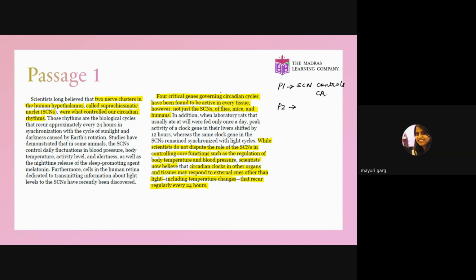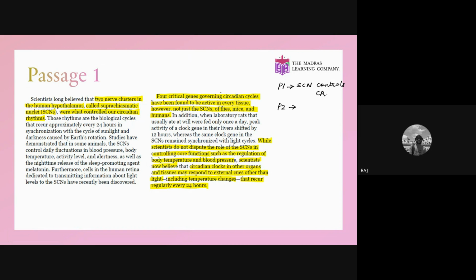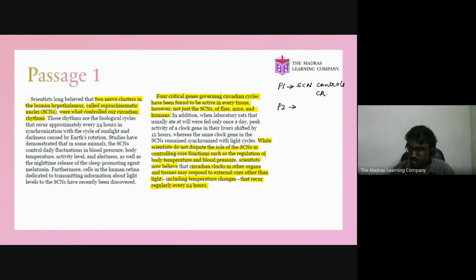That circadian rhythm controls the tissues, and other tissues also respond not just to light but also to temperature changes. Correct. So Raj, do you want to add anything? Yeah. Last sentence, last line. I think that's the main. That will be the main gist of passage 2. Correct. So this is going to be my main point.